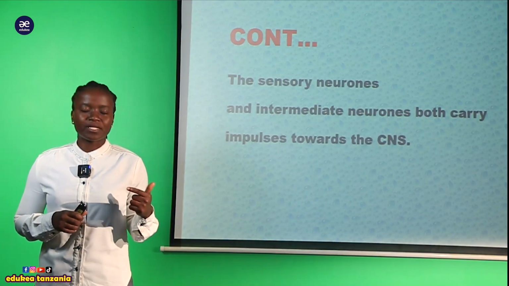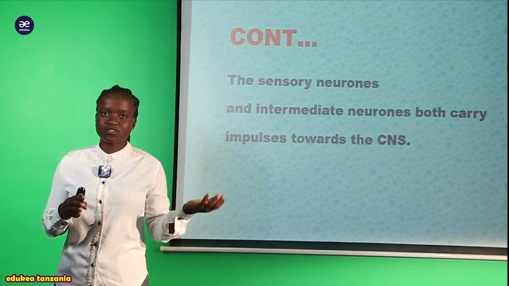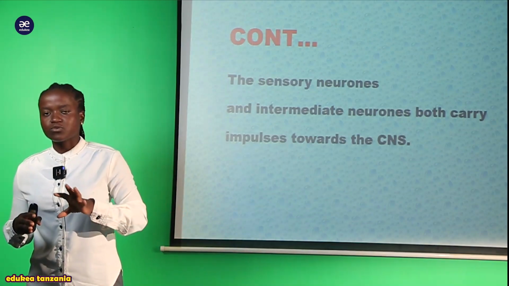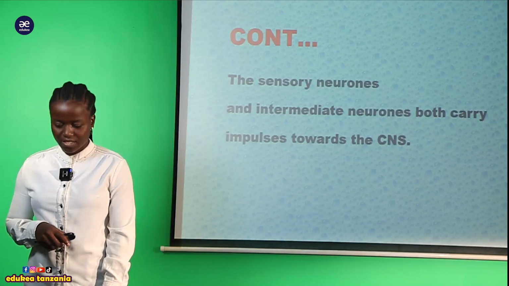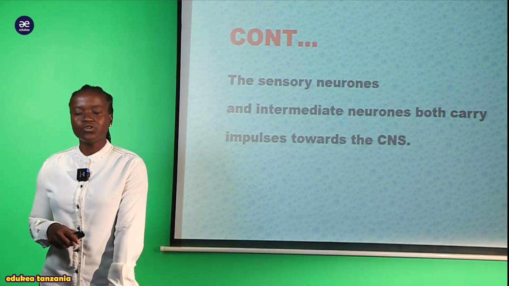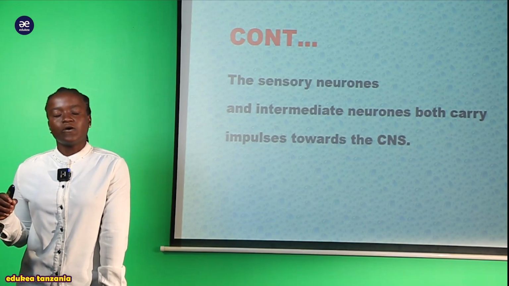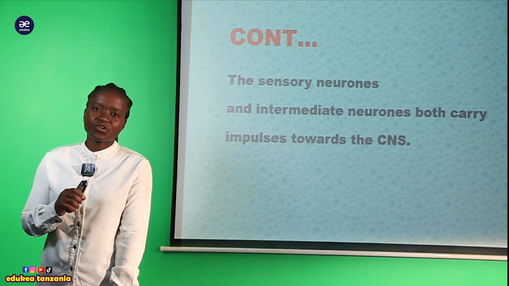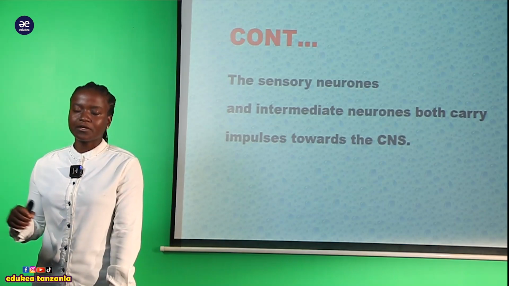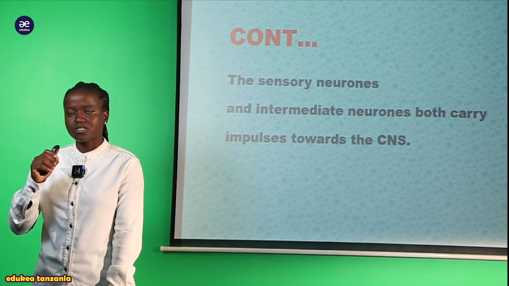So another day you can be asked about the similarity between the sensory neuron and the relay neuron, which is to transmit information into the central nervous system. So here in the relay neuron you have to know it connects, or interlinks, the sensory neuron and the motor neuron and conveys information from the sensory neuron to the central nervous system.